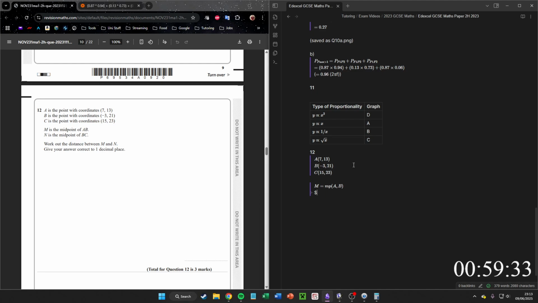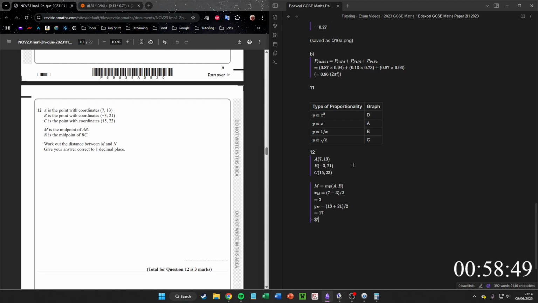So, in between 7 and -3, that's a difference of 10. So it's going to be 5 away from either one. So that's going to be 2. And then, sorry, I should actually write this out formally to make sure I don't lose any marks. So x of M is going to be equal to 7 - 3 divided by 2. And that's equal to 7 minus 3 is 4, divided by 2 is 2. And then y of M is going to be equal to 13 plus 21 divided by 2. 13 plus 21 is 34, divided by 2 is 17.